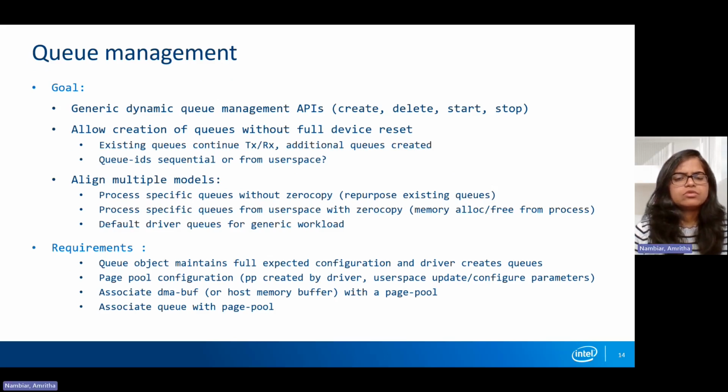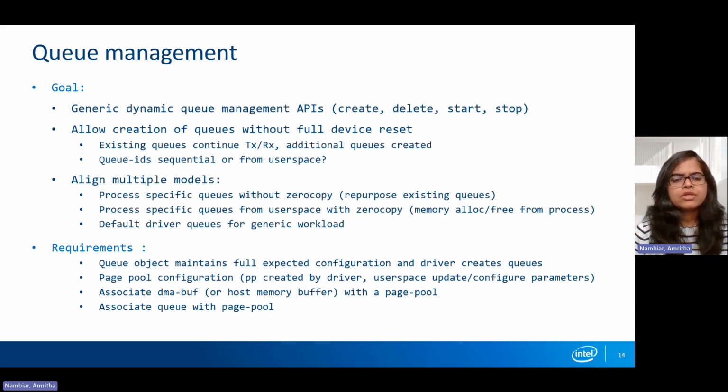So we believe that these three net device netlink objects that we have seen, the queue object, the NAPI object, and the page pool object, these three could work together to serve a larger purpose. And we think that's where the community is headed. That's generic dynamic queue management APIs.